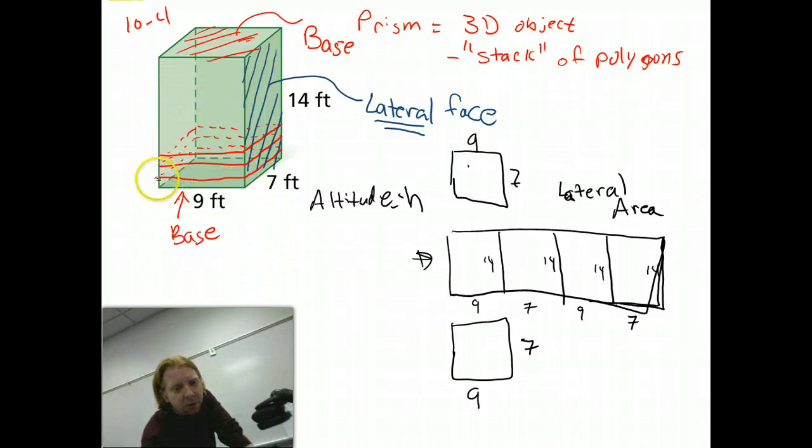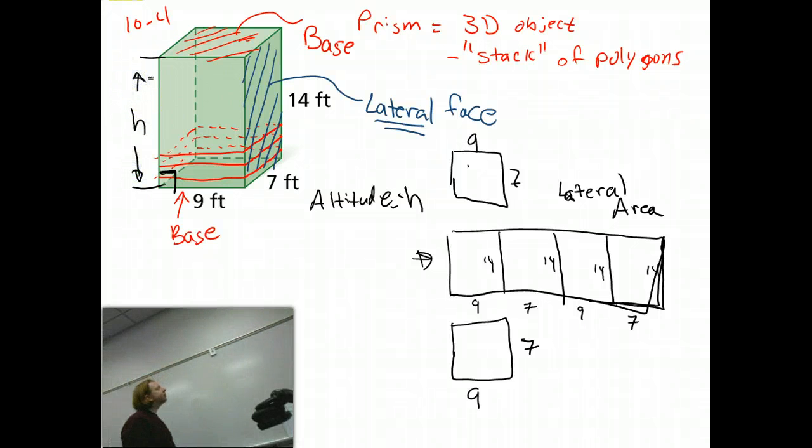The altitude is always at a right angle to the base. So for the rectangular prism, that's easy. That's the one side. We can make this more complicated by looking at a different kind of prism.